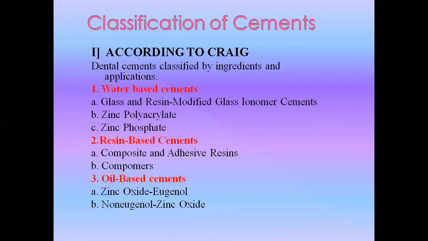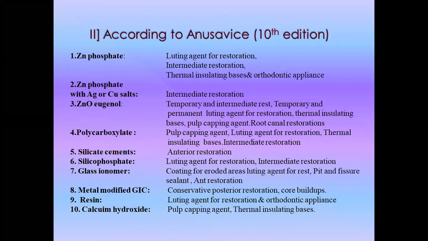Now, according to Anusavice, zinc phosphate is silver and copper salts, zinc oxide eugenol. This is based on the use, which is used where. Yesterday in your mails, I forwarded to Ashfaq. So these are all depending on the usage, which is used where.